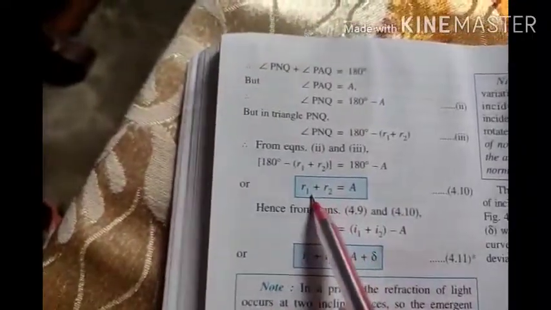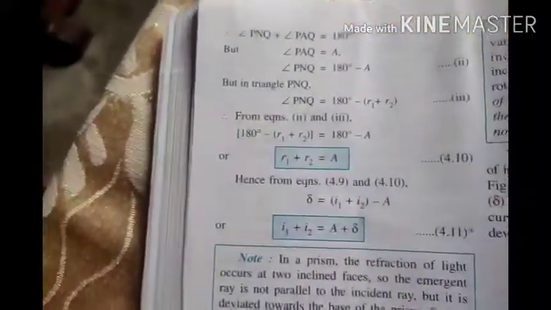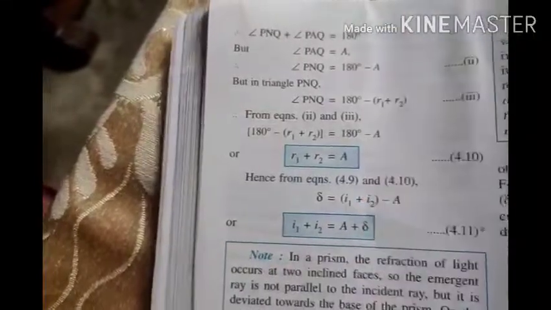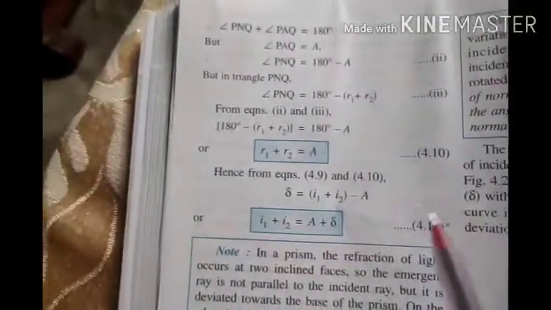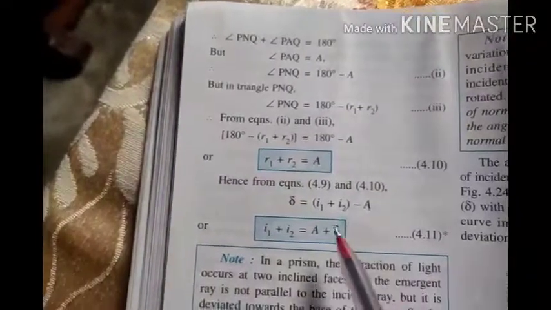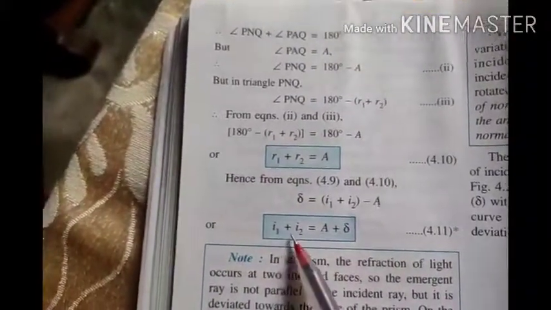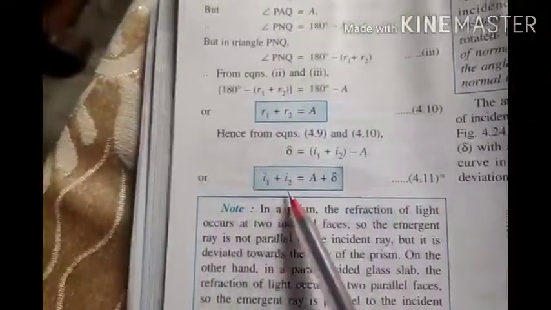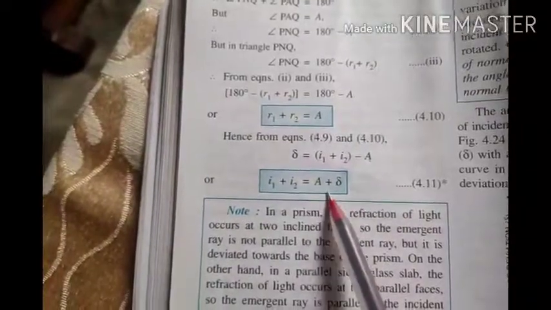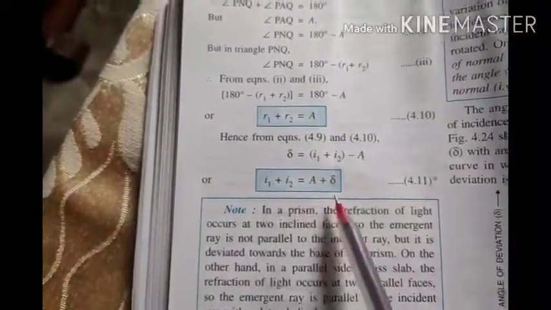Now this A, R1 plus R2, we use in equation 4.9. We can replace R1 plus R2 by A there, and finally we get the relation I1 plus I2 equals A plus delta. Understood? I1 is the angle of incidence, I2 is the angle of emergence, A is the angle of prism, and delta is the angle of deviation. This is the final relation we got.